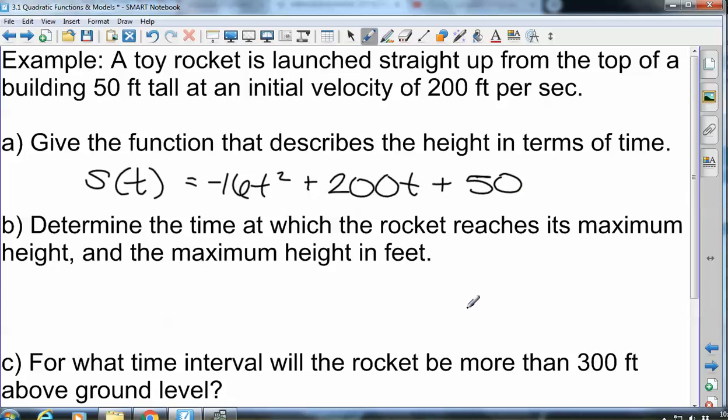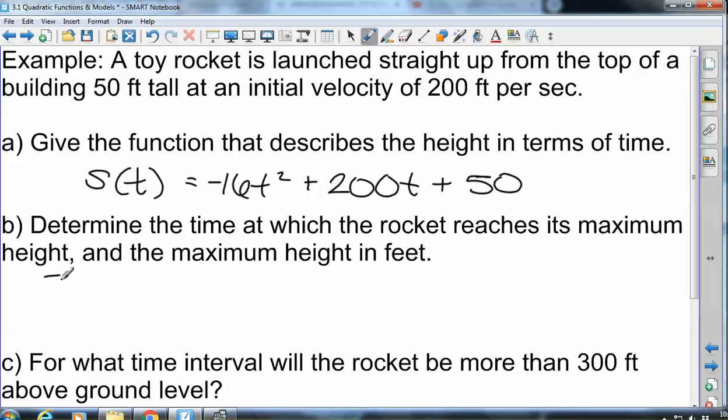Part B. Determine the time at which the rocket reaches its maximum height and the maximum height in feet. So what do I need to do? I didn't type this one, I just have it. I had it ready just in case. You know I'm always prepared. Always, always. So what do I need to do?